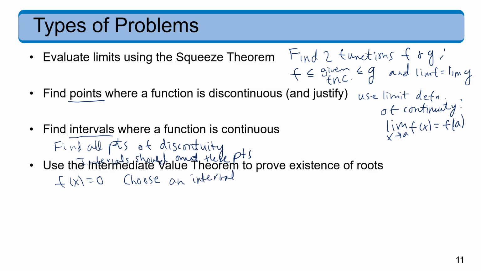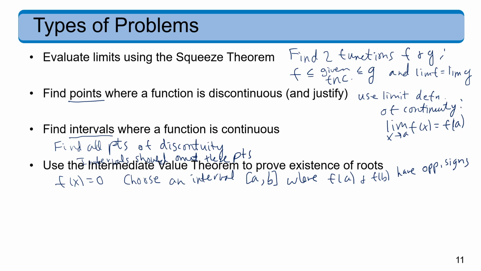from some number a to some number b, and when you look at the corresponding y values, f of a and f of b, you want one of them to be positive and the other negative. So f of a and f of b have to have opposite signs. That's sort of the starting point for this.